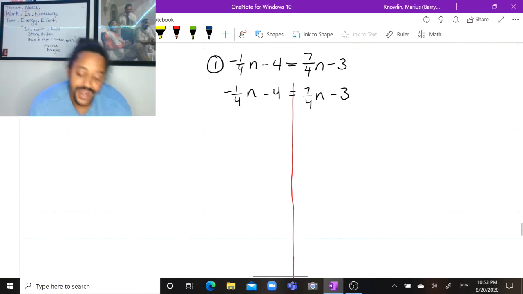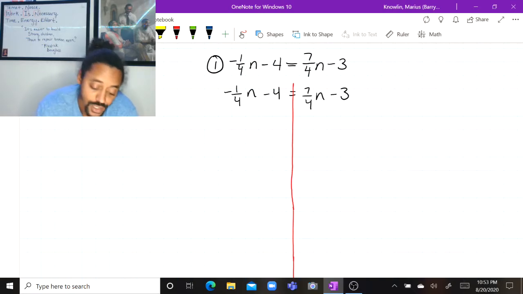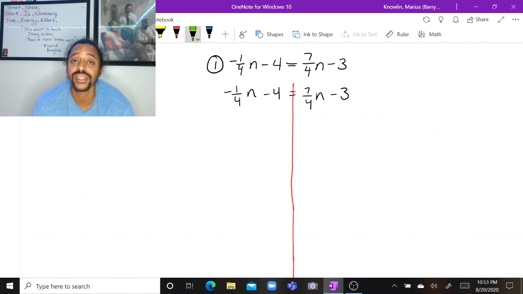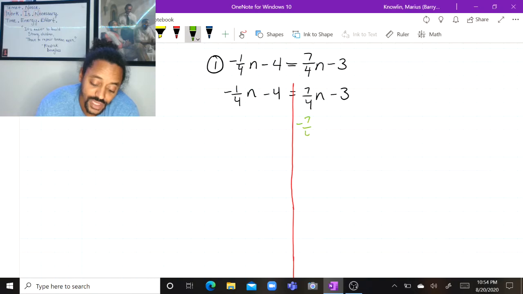Now we want to identify our like terms, and we want to start with our variable terms. With this problem, I'm going to get all my variables to the left hand side. So that means I have to move that 7/4 n because it's on the right, and the way I'm going to move it is by making it a negative, or adding negative 7/4 n to both sides. That's what I write right here, or you can say that as subtract 7/4 n from both sides.